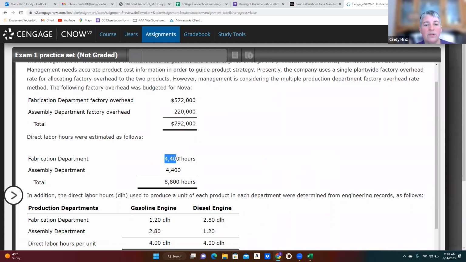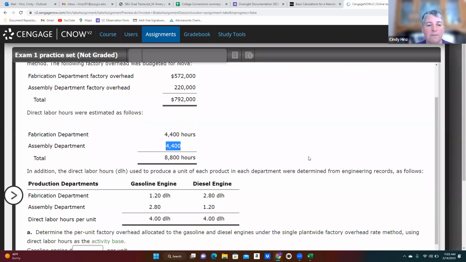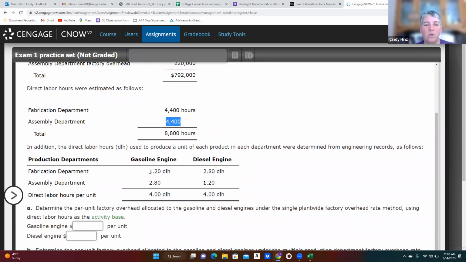You can see that direct labor hours for each of the two departments was the same, okay, 4,400 hours. In addition, the direct labor hours used to produce a unit of each product in each department were determined from engineering records. And so you can see that for the gasoline engine, it takes more time in assembly, and for the diesel engine, it takes more time in fabrication. But it's a total of 4 direct labor hours for each of the products. So if we use one single plant-wide rate, they're each going to get the same cost applied to them, right? Based on the equivalent direct labor hours.